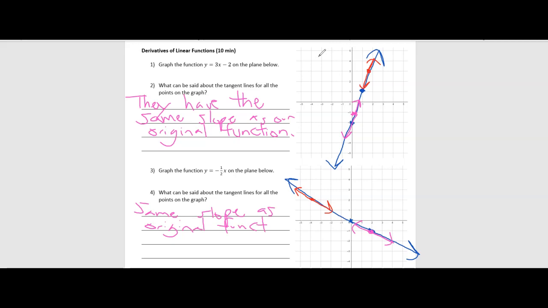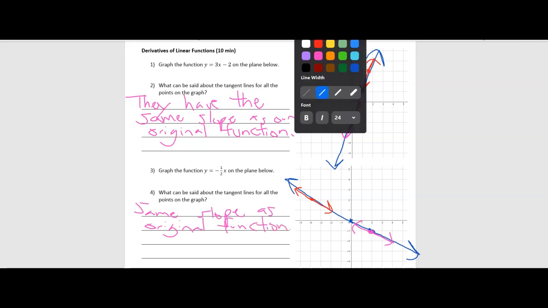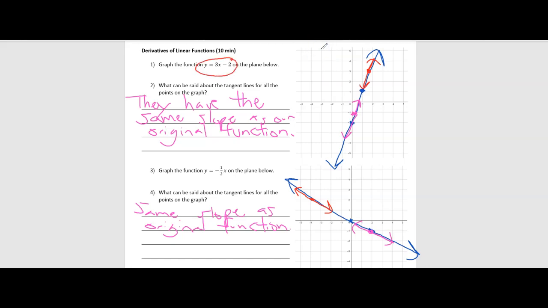So if we're asked to find the derivative here, and I'm going to throw you another notation, we could say f of x is equal to 3x minus 2. That would be another way of writing it. And then if we wanted to find the derivative, it would be f prime of x. We know that our derivative is the same here, right? It's always going to be equal to the slope of our original line, which was 3. So we could say f prime of x is equal to 3.